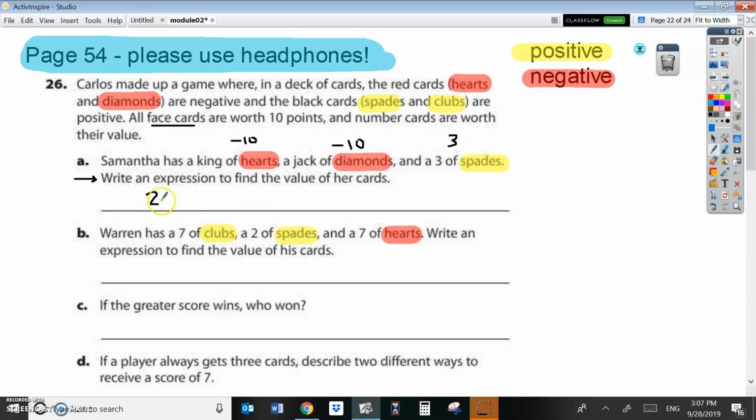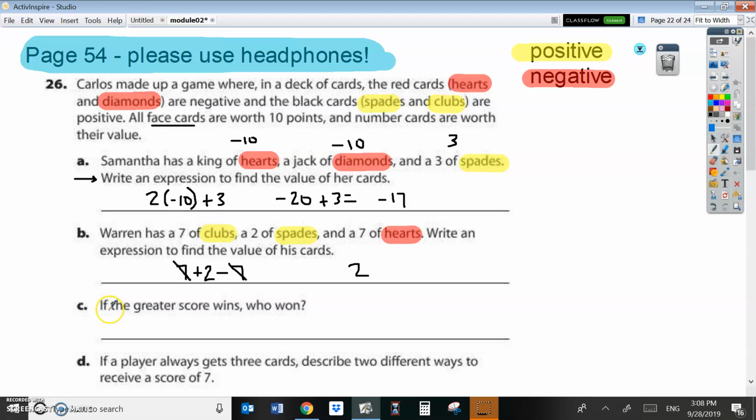So she has two groups of negative 10 plus 3. So that will be the same as 2 times 10 is 20. But remember, positive times a negative is a negative. Plus 3 equals 17 points for her, but negative 17 points. And then Warren has a positive 7, a positive 2, and a negative 7. Looks like the 7s will cancel each other out, and he'll have 2 points.